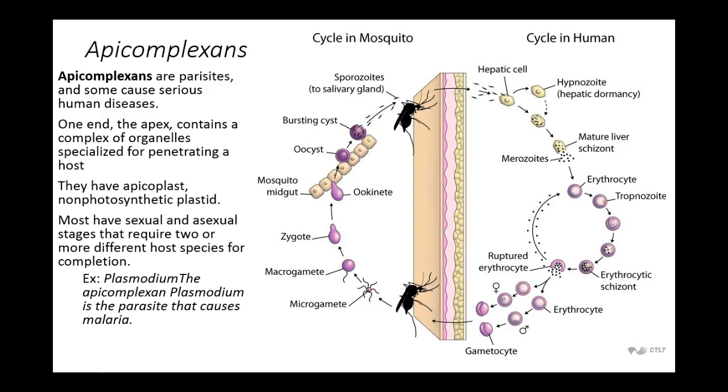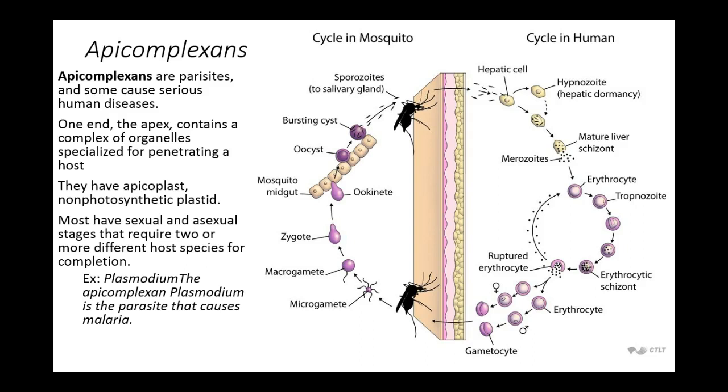The next group we have heard of because Plasmodium, which is one of the apicomplexans, causes malaria. This would be the causative agent for malaria. One of the ideas behind this is that apicomplexans are parasites. One particular species causes malaria in humans.